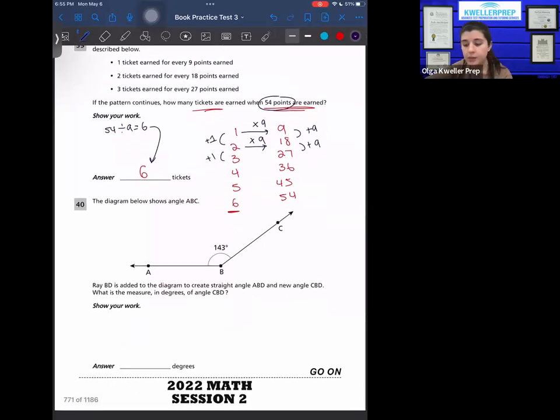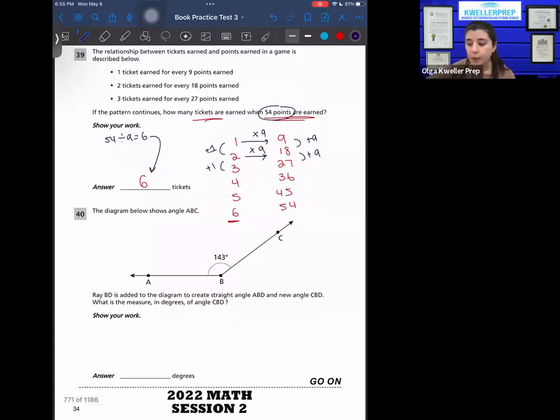Okay, so now let's approach number 40. Number 40, we have an obtuse angle, 143 degrees. And then they use this new vocabulary to create a straight angle. What does a straight angle mean? And how much does it measure?